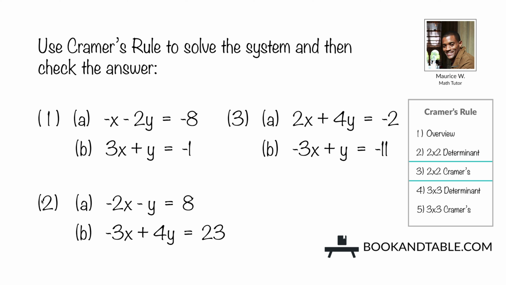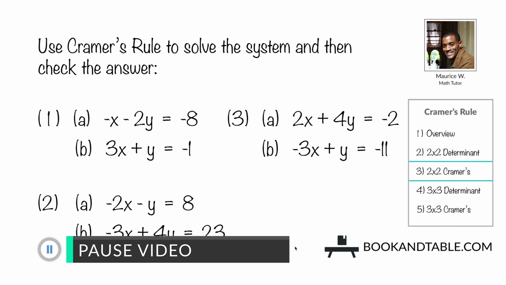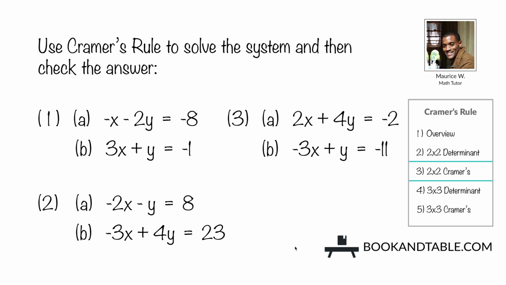Question number 2, equation A, negative 2x minus y is equal to 8. And equation B, negative 3x plus 4y is equal to 23. Question number 3, equation A, 2x plus 4y is equal to negative 2. And equation B, negative 3x plus y is equal to negative 11. Pause the video, answer these questions, and then press play when you are ready to begin.